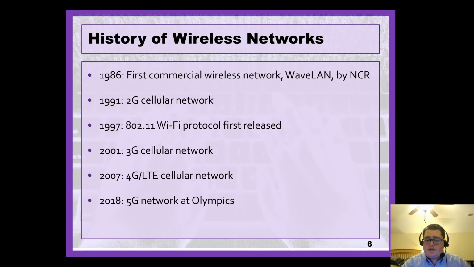And in 1997, the 802.11 Wi-Fi protocol was first released. This is the Wi-Fi protocol that's still used today, but it's been improved over time. So 802.11 was the original, but over time we've increased to 802.11g and various other letters. In 2001, the 3G cellular network was released, and in 2007, 4G/LTE cellular networks were released. In 2018, 5G cellular networks were debuted at the Olympics.